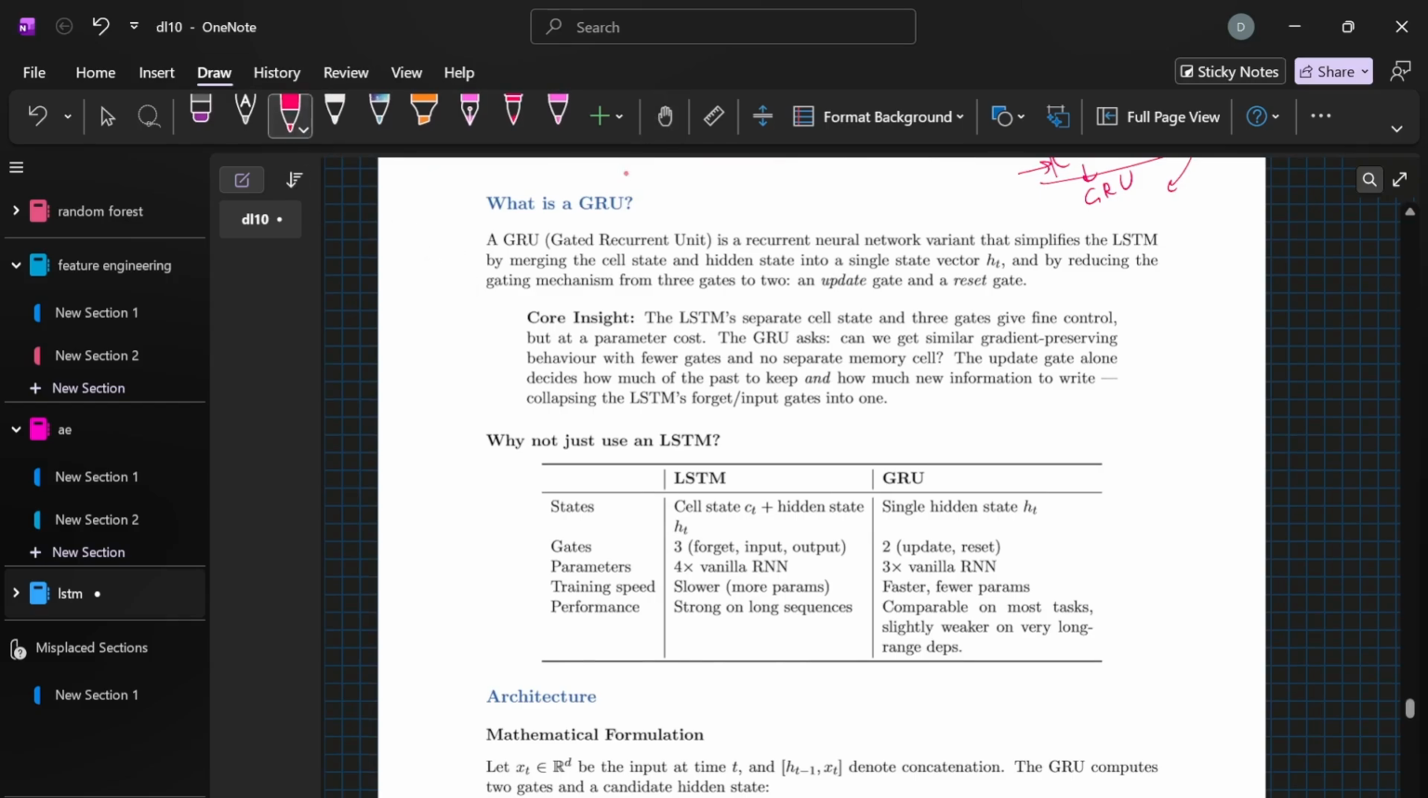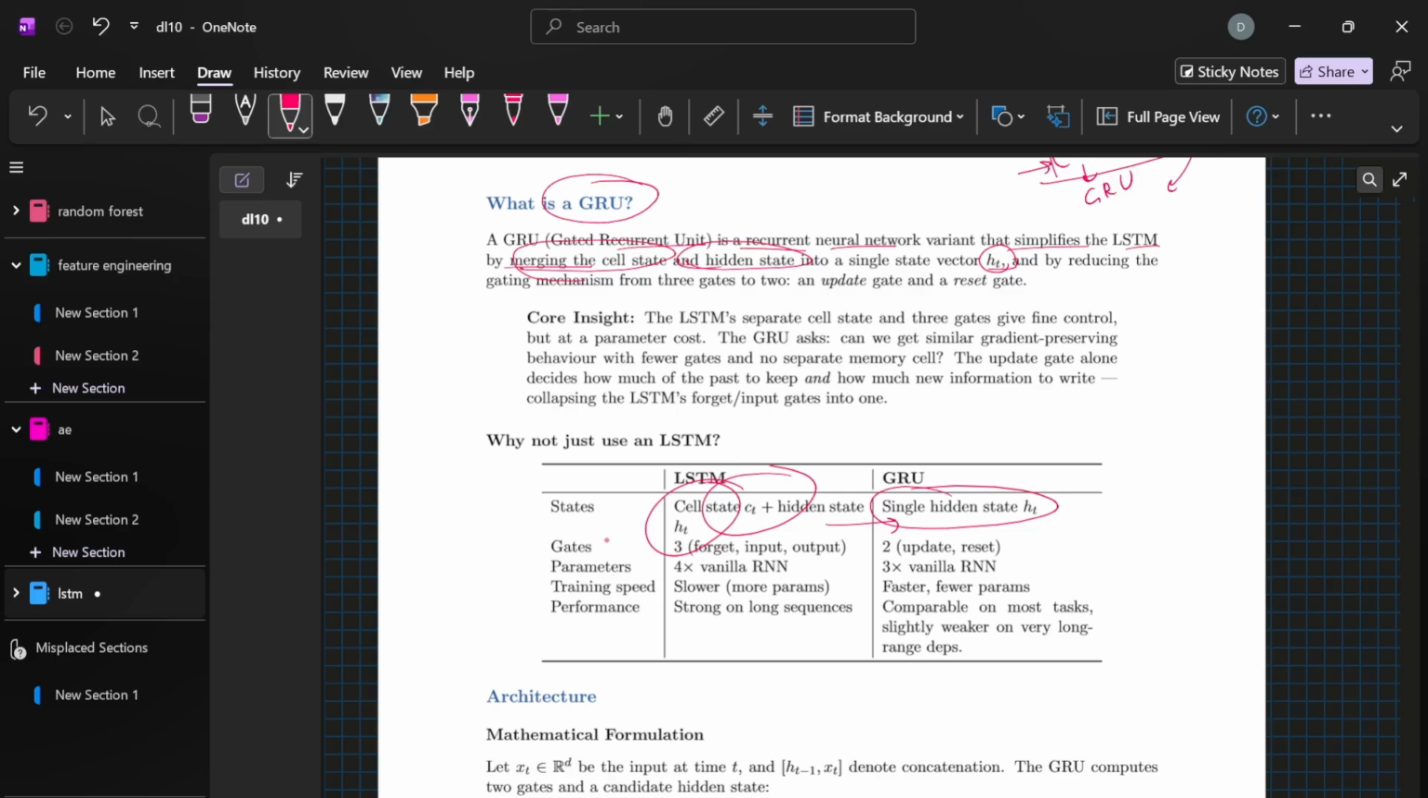So what exactly is GRU? A GRU is a recurrent neural network variant that simplifies the LSTM. How does it simplify it? There are two main ways. Firstly, it merges the cell state and the hidden state into just one single state vector, which we call h of t. Remember, in LSTM we have two separate things floating around, the cell state and the hidden state. GRU says, nah, let's keep just one.